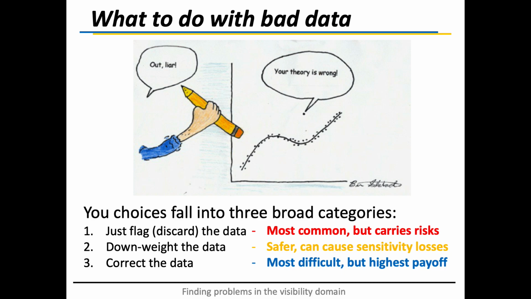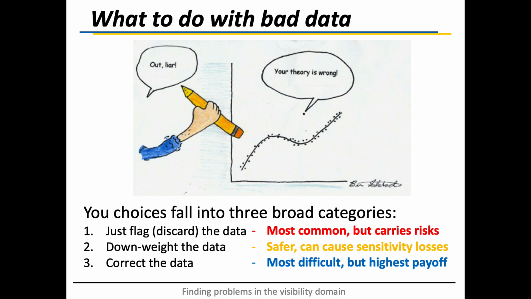The second approach is actually just to downweight the data. So if you're uncertain about the data, or if you think it might be noisier or otherwise just not as high a quality, you can downweight that data when you come to average it together with other data. That's a perfectly valid approach, kind of very Bayesian style approach of taking your priors and applying them to the data. It is safer sometimes than just wholesale discarding data. But you can incur sensitivity losses that might be unnecessary.